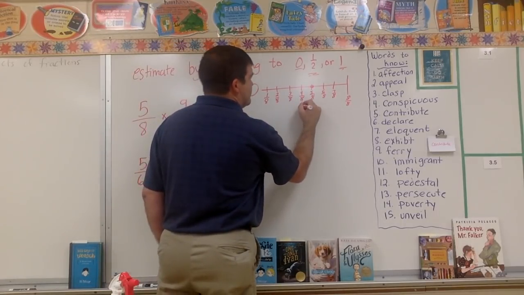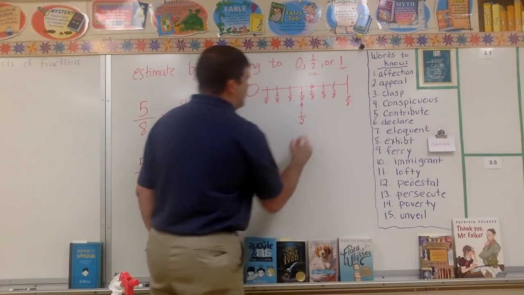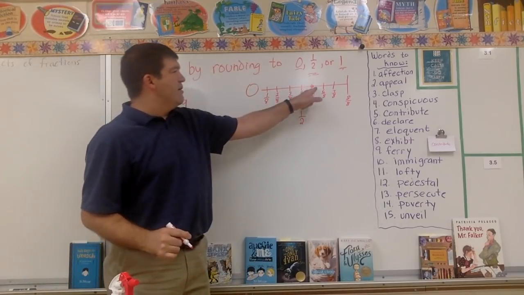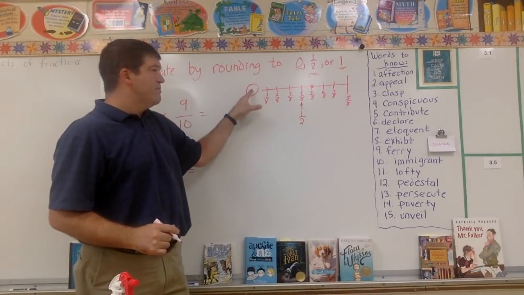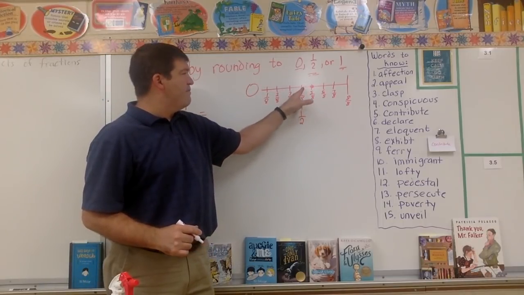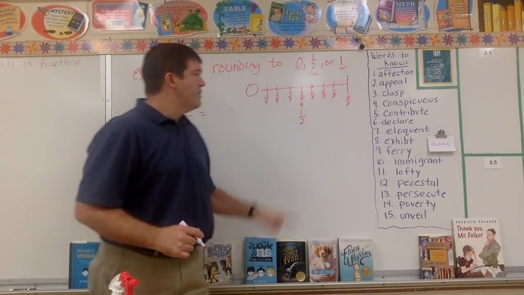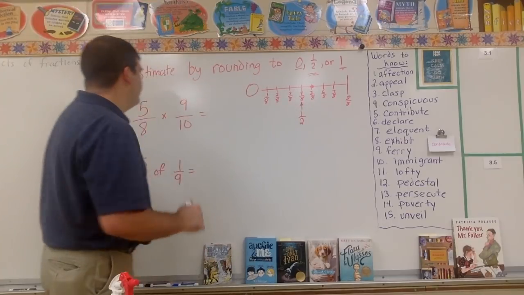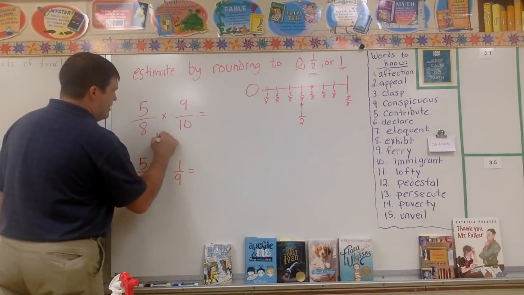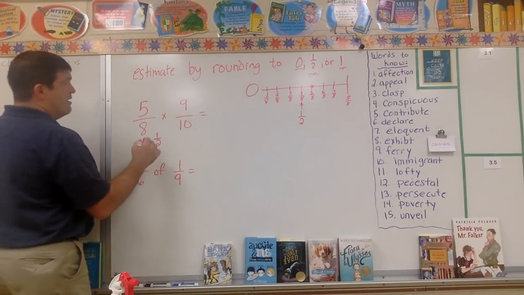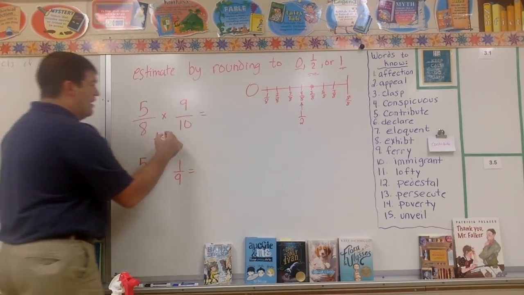I know this is a half. So, this dot right here, am I closest to 0? Am I closest to a half? Or am I closest to 1? And I'm right there, right next to the half. So I'm going to make this 1/2. Okay? I'm rounding this to 1/2.